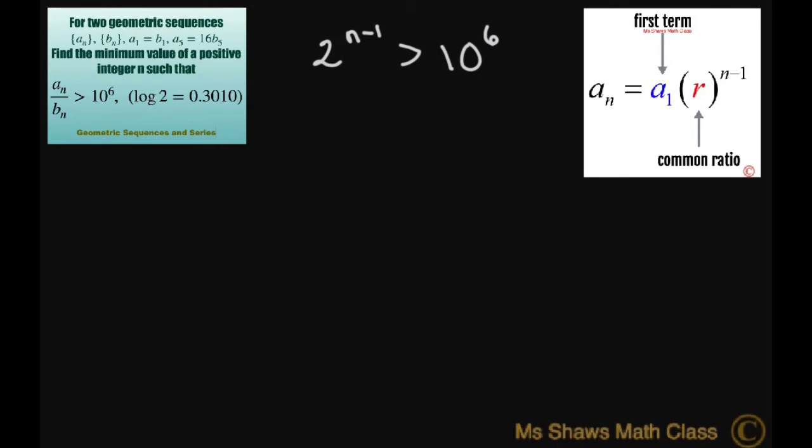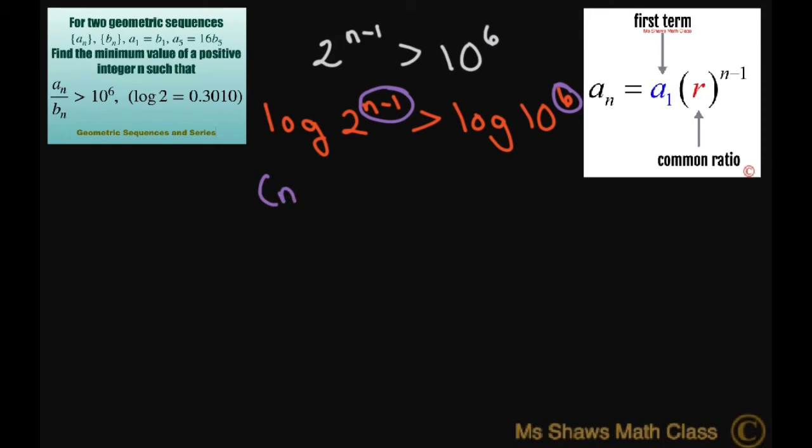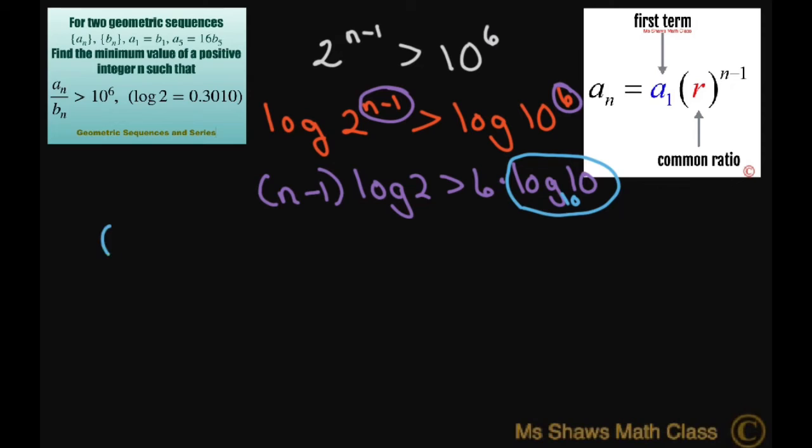So what I'm going to do is take logs of both sides, to get this n out of the exponent. Using your power property, let's move this power down. So we're going to get n minus 1 times log of 2 is greater than 6 times log of 10. Now, since there's no base written here, this is log base 10 of 10, and this equals 1. So basically what we have is n minus 1 times log of 2 is greater than 6.